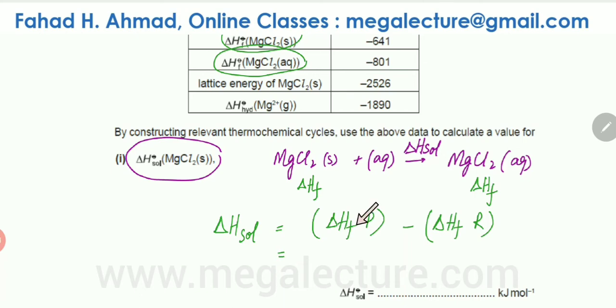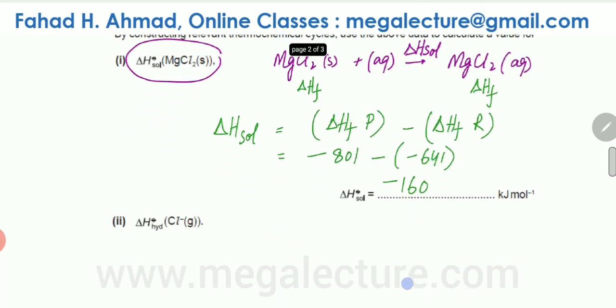For the products first, the product is MgCl2 aqueous. The enthalpy of formation is given as minus 801. So that is provided. The enthalpy of formation of my reactants is minus 641. So I'm going to subtract that, minus 641, and let's try and calculate this. And the value that I'm getting on my calculator is minus 160. So that is the answer to this question.